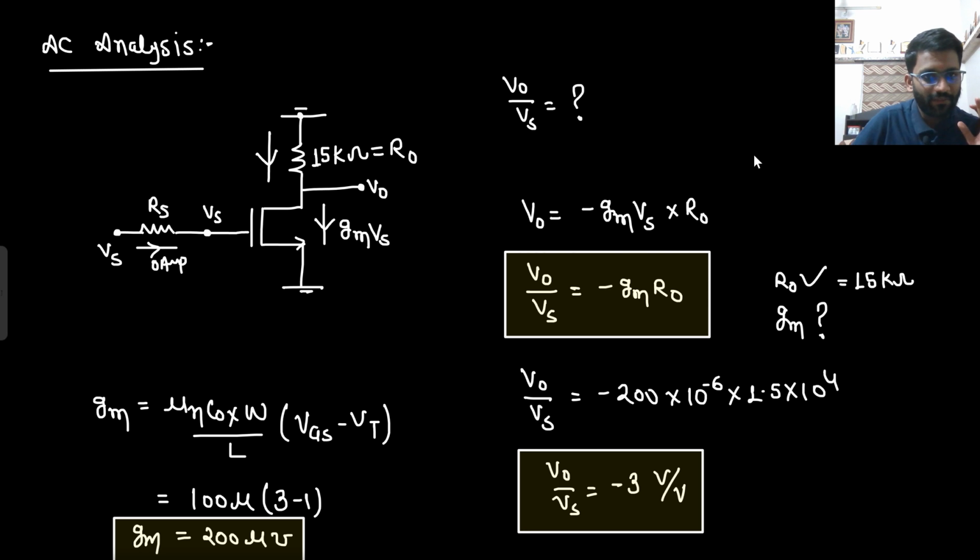Now R naught value we are having, but we are not having the value of GM. GM is a DC parameter, we know, mu n Cox W by L, Vgs minus Vt, 200 micro we got, right? You can find the value of GM by some other formulas as well. There were 3 formulas. What were the formulas? Let's revise it once again, then we will end the lecture. What were the formulas of GM? One formula we have already used. What was the other one? These are very, very important, so always remember it.